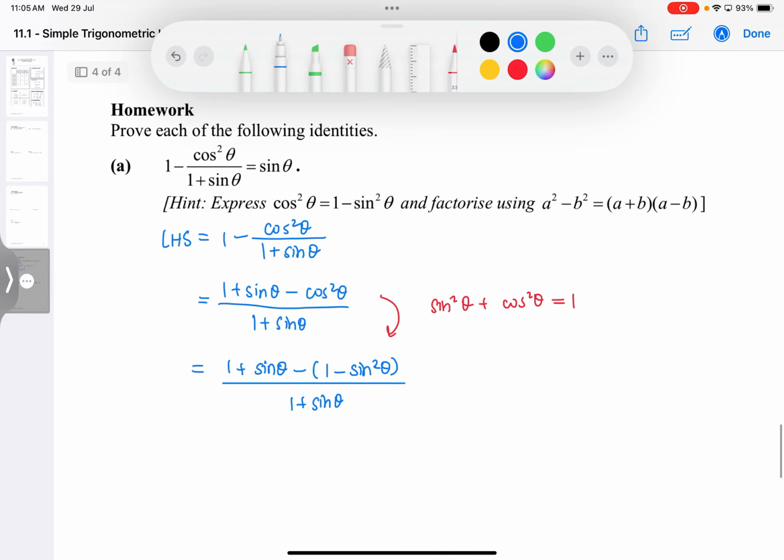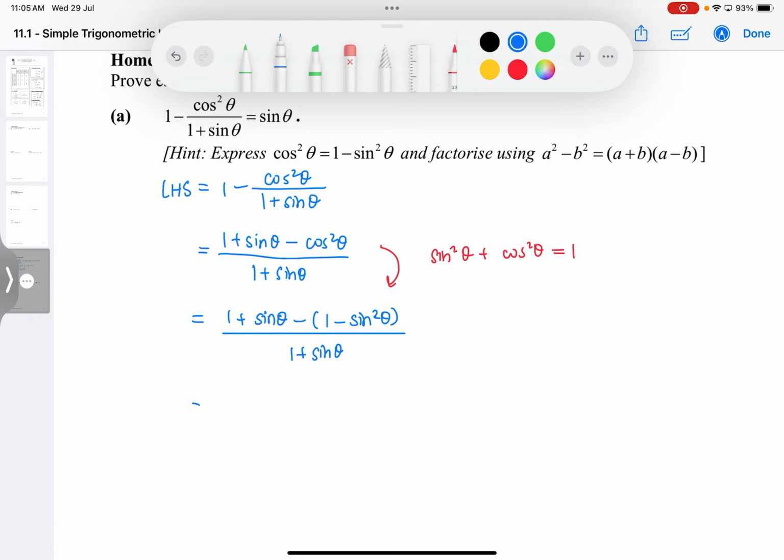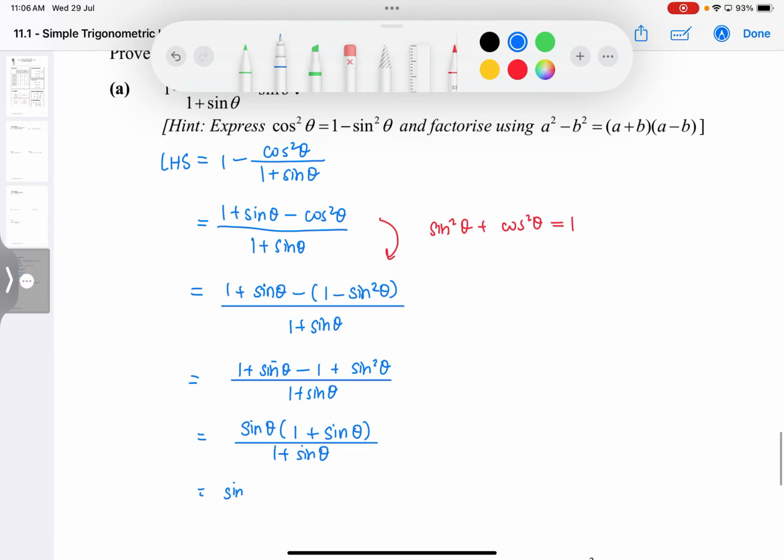Okay, then from here, let's expand the bracket. And then when I expand the bracket, you will realize something. You realize? 1 minus 1 is gone. Right? The constant 1 minus 1 is gone. I'm left with sine theta plus sine square theta, which I can factorize. That's right. So I can factorize sine theta to be left with 1 plus sine theta. And then cancel that out to get my right hand side. Done. Shown.